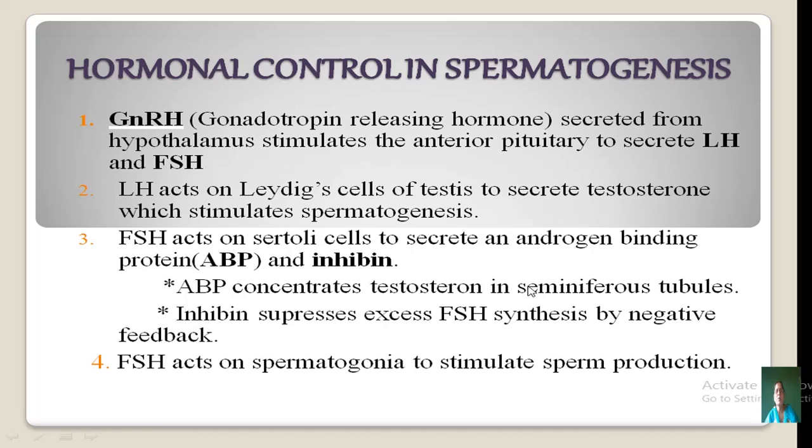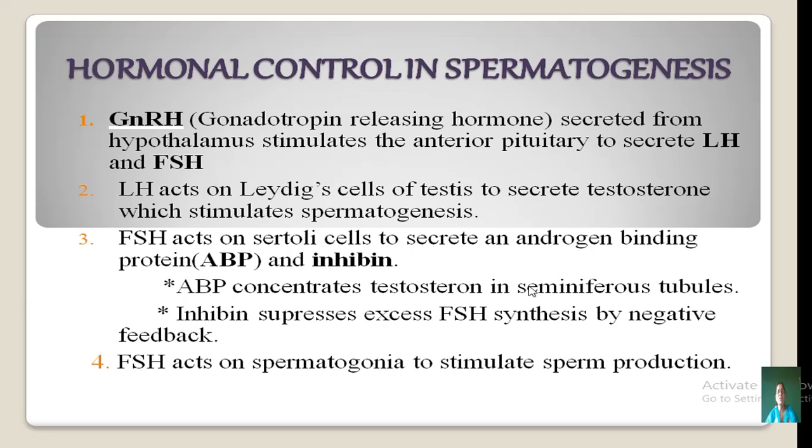Now come to the hormonal control in spermatogenesis. How the hormones control the spermatogenesis process. Mainly hormones are responsible for spermatogenesis. After attaining a particular age, this spermatogenesis occurs. In children, this spermatogenesis does not occur. So the hormones are secreted at a particular age, after which spermatogenesis starts.